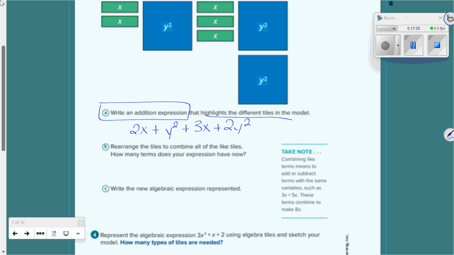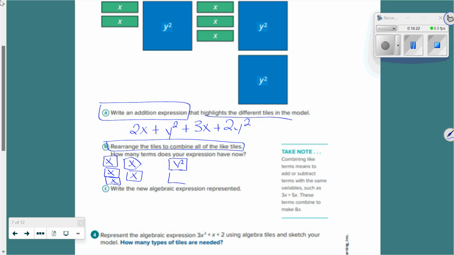All right, then it says rearrange the tiles to combine all like tiles. So, how many x's should I draw? 5 x's, because those are all alike. And how many y squareds should I draw? 3. I'm really bad at drawing. Y squared and y squared. So how many terms does my addition expression have now? 2. We have 2 terms.